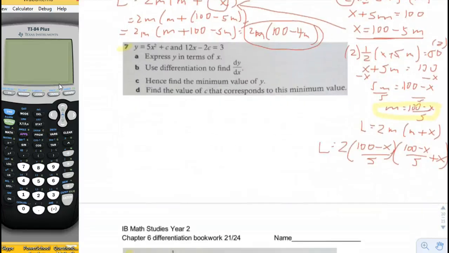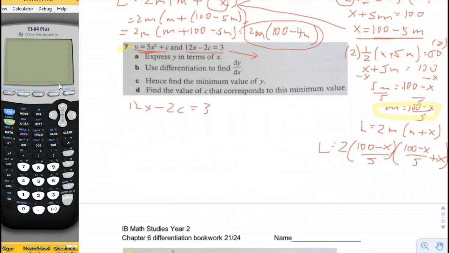Okay, last one for this section. y equals 5x squared plus c, 12x minus 2c equals 3. Express y in terms of x. Okay, so the only problem with this equation here is that it has a c in it too. We got to get rid of the c. So to get rid of the c, we're going to use the constraint equation, and we're going to solve for c. So let's see, 12x minus 2c equals 3.